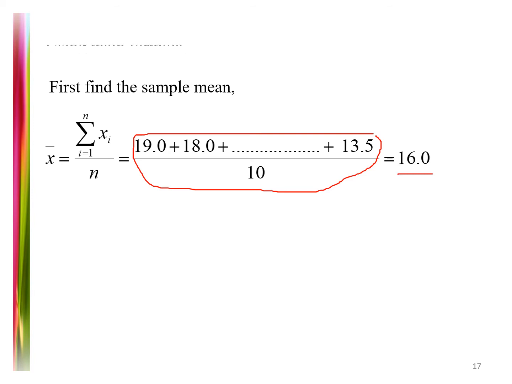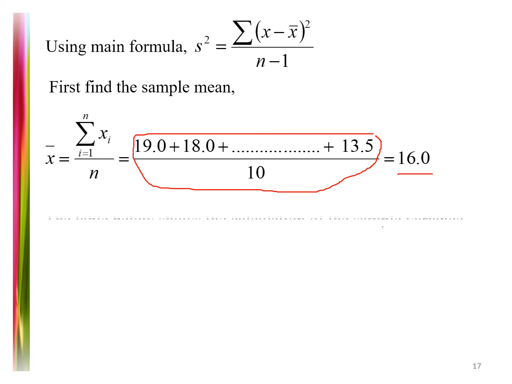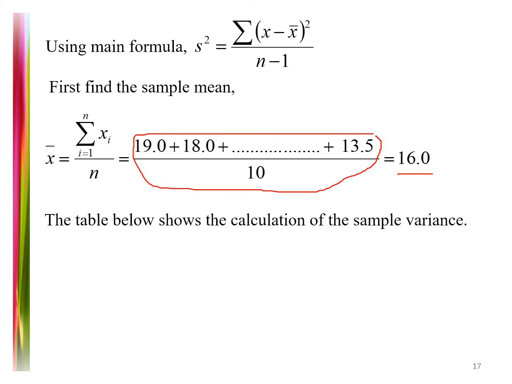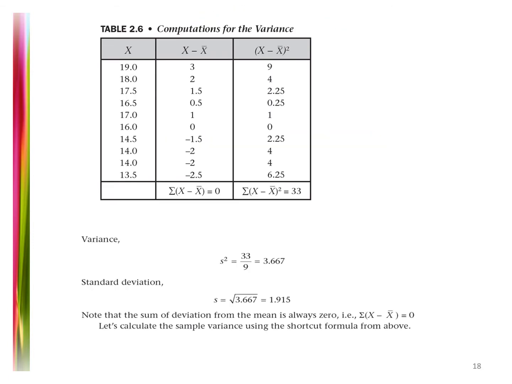Then we will apply the main formula. The main formula: s squared is equal to the summation of x minus x bar, all this divided by n minus 1. In this case maybe we can create a table form. That's the easy way, or otherwise you can calculate one by one. It doesn't matter. So this is the observation column, and this is x minus x bar. We already calculated x bar equal to 16. So 19 minus 16 is equal to 3, and 18 minus 16 is equal to 2, up to the last one, 13.5 minus 16, which is negative 2.5.